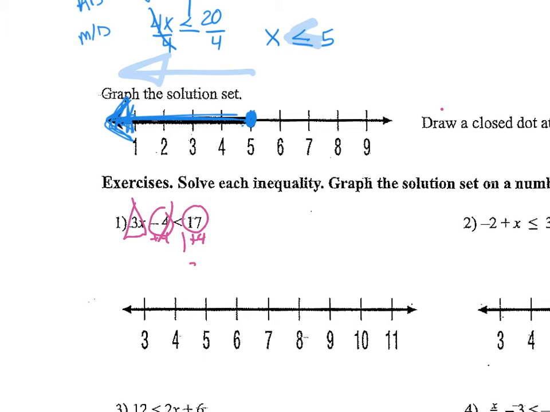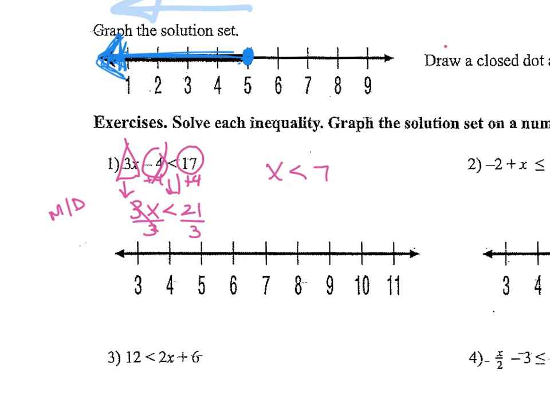I'm going to bring everything down. So I bring that sign down. I bring 3x down. Now I've got one last step. And I'm going to divide since it was multiplied. My sign doesn't have a closed line underneath it, so that means I go to 7 and I put an open dot. Now I'm going to shade in the same direction my sign is facing, to the left.